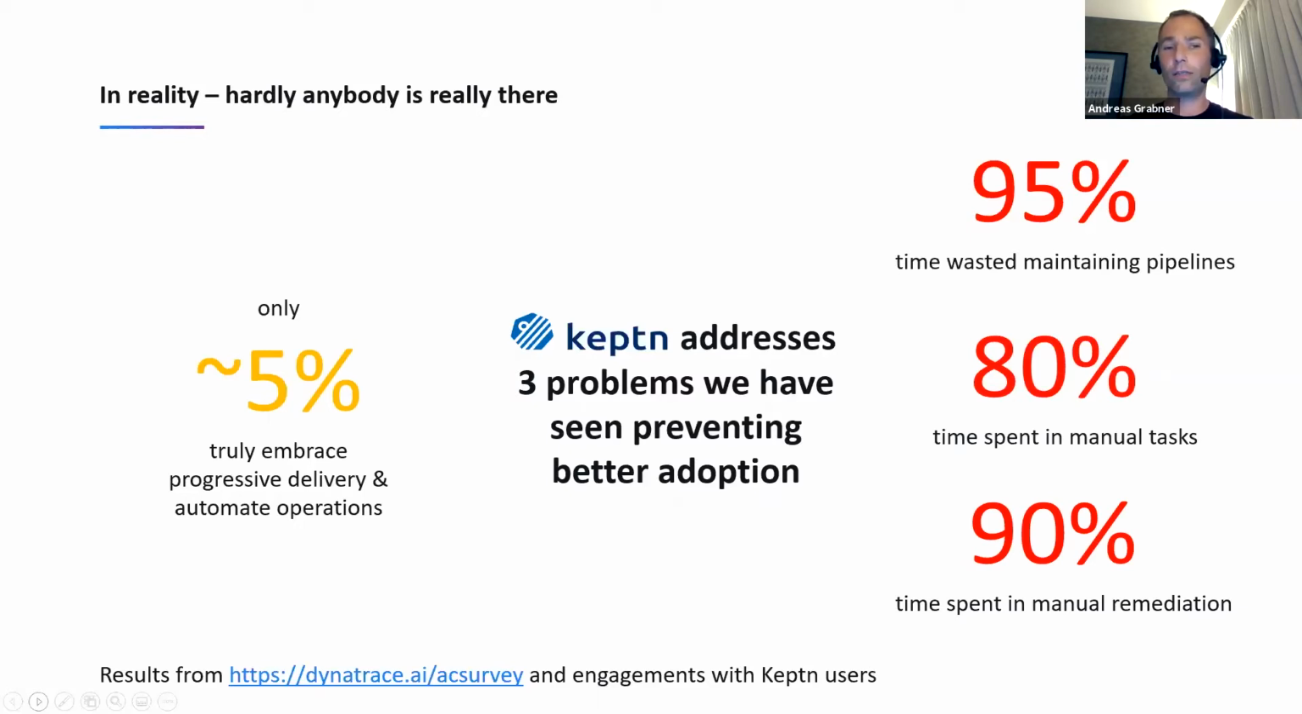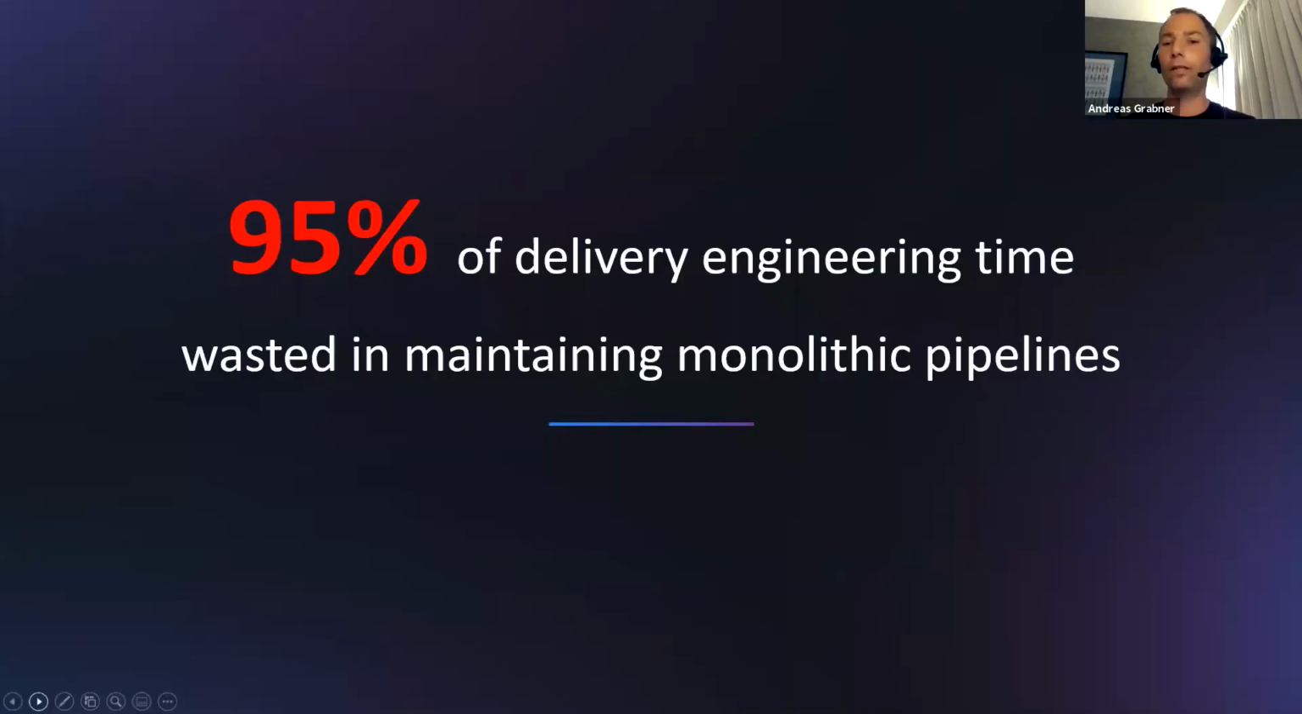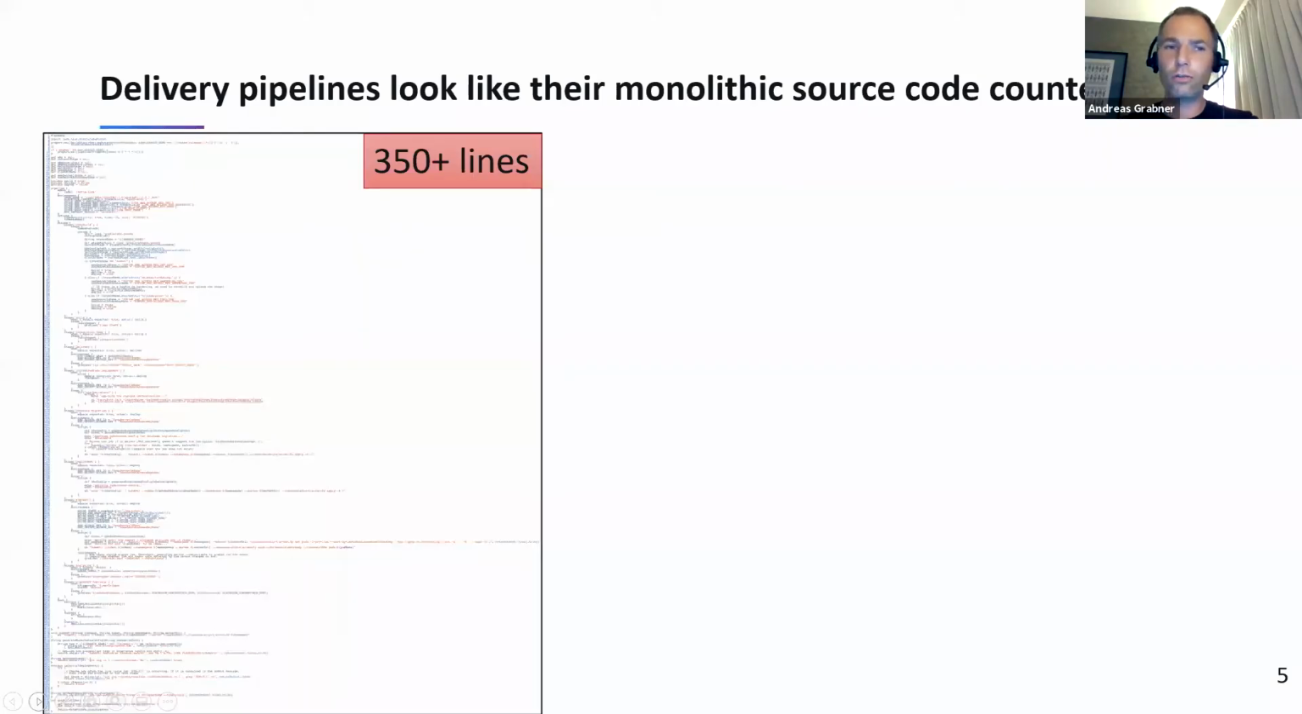because we want to enable more people to actually do better delivery in the way the industry wants us to do it. So first problem, I think I don't need to reiterate, but a lot of time is wasted in maintaining monolithic pipelines. What do I mean with this? This is a screenshot of a rather simple Jenkins pipeline that we have had internally within our organization. It's only 350 plus lines long.